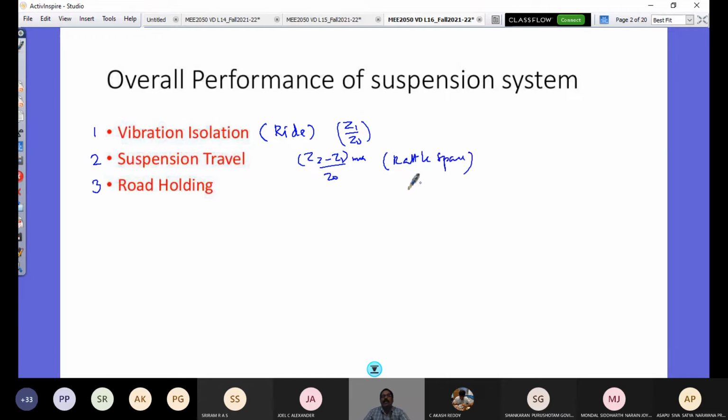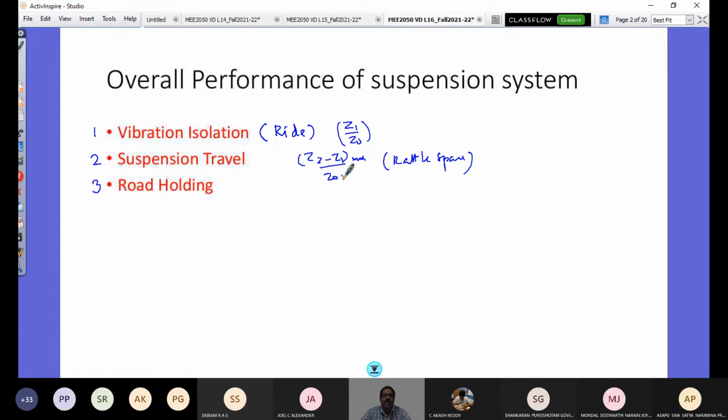Rattle space. So in rattle space there are bound and rebound stops. Between them, you should have quite sufficient space so that you can accommodate all the suspension components and electronic gadgets nicely, and their placements are reliable and they are functional. So for that purpose, you require this suspension travel space, the rattle space, objective. So I require these values to be minimum, so these ratios to be minimum, to have good space available.